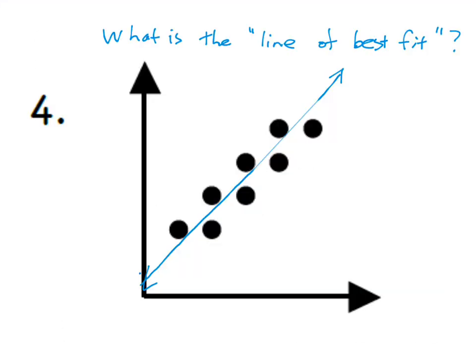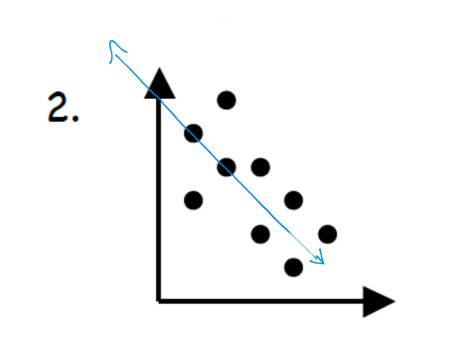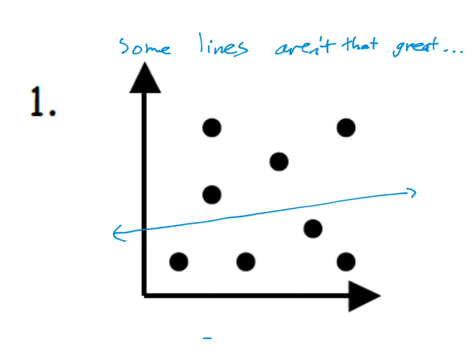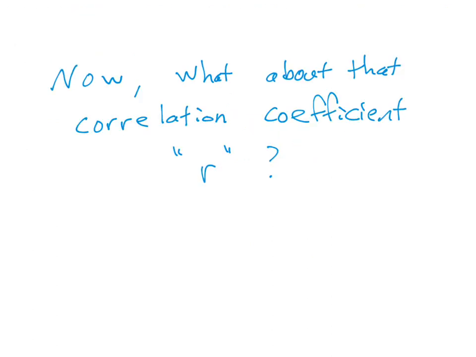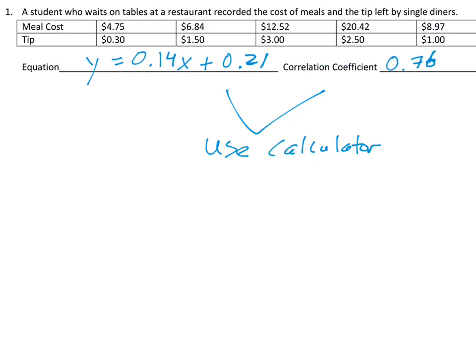So yesterday we talked about what a line of best fit is. It's a line that models the data. It can have a positive slope, it can have a negative slope. Sometimes lines aren't good fits for the data. But then we talked about how to get the line of best fit using a calculator. You've got your online calculators, you've got your graphing calculators, either one.